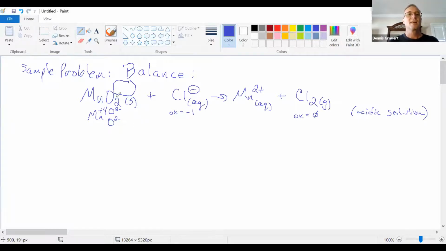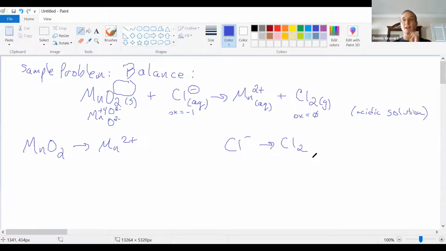Okay. There's no oxygens over there. Realize that manganese is going from +4 down to +2. It's being reduced. This thing's being reduced. So the reduction half reaction is where MnO2 changes to Mn2+. Chloride is increasing. It's being oxidized. Its half reaction is Cl- going to Cl2. Okay, so all I've done now is split my half reactions.